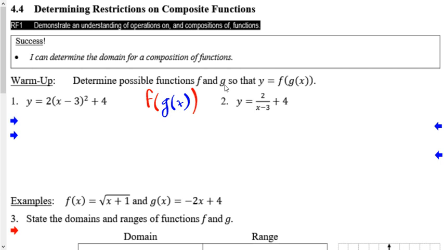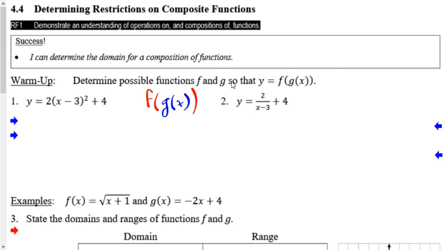This is Math 30-1 yet again, and we are in Chapter 4 looking at combining functions. Today we're looking at the last section of Chapter 4, which comes back to composite functions, but spending a little bit more time thinking about the restrictions on the domain for the composition of functions.